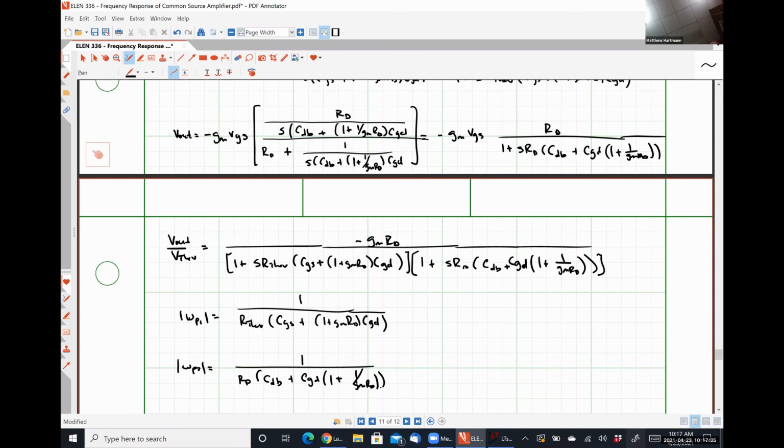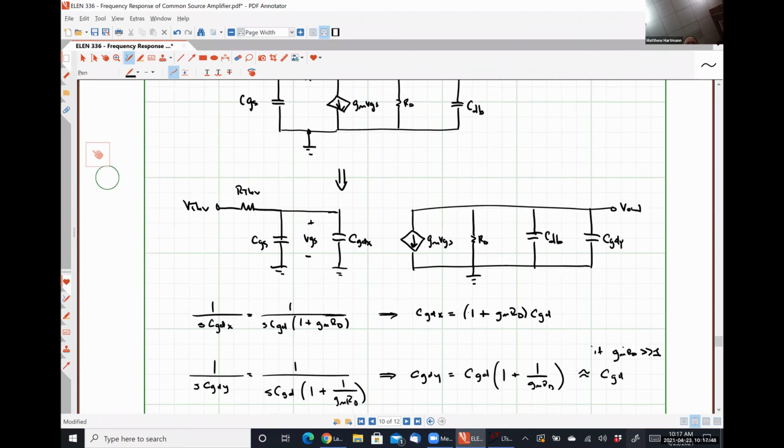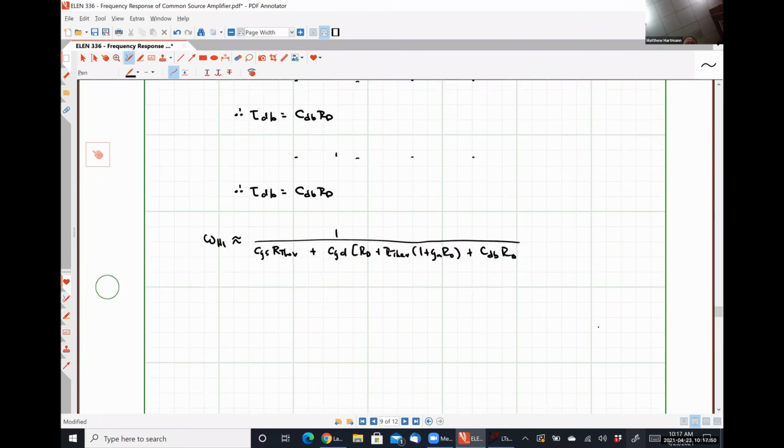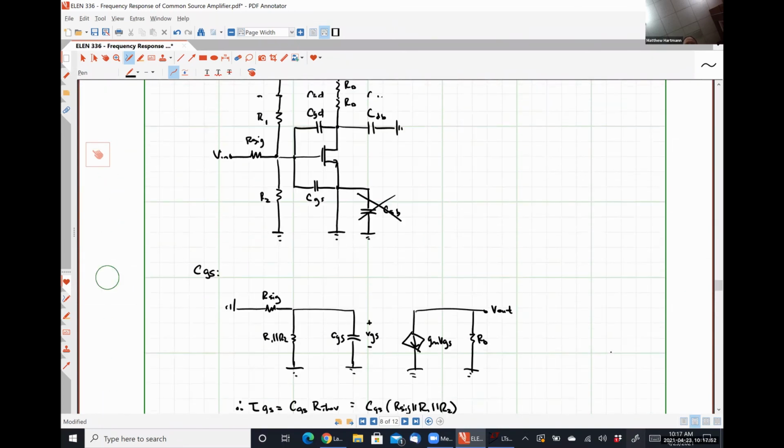All right, so that's the Miller method. So we see two poles, we don't see any zeros, and this omega P1 is going to be very, very similar to what we saw before. It's actually just missing a small factor. Like we have R-Thev times, so we have 1 plus GMRD CGD R-Thev plus R-Thev CGS. So just scrolling way back up here.